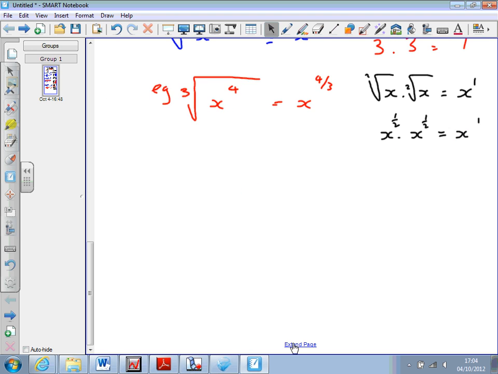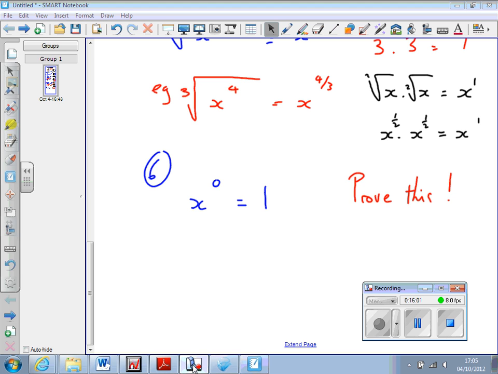The last one, number 6, says that x to the power 0 is 1. And I'm not going to prove that. I'm going to leave that for you to prove as a little exercise. Prove this. Think about the laws of indices you've got already. Why would x to the power 0 be 1?